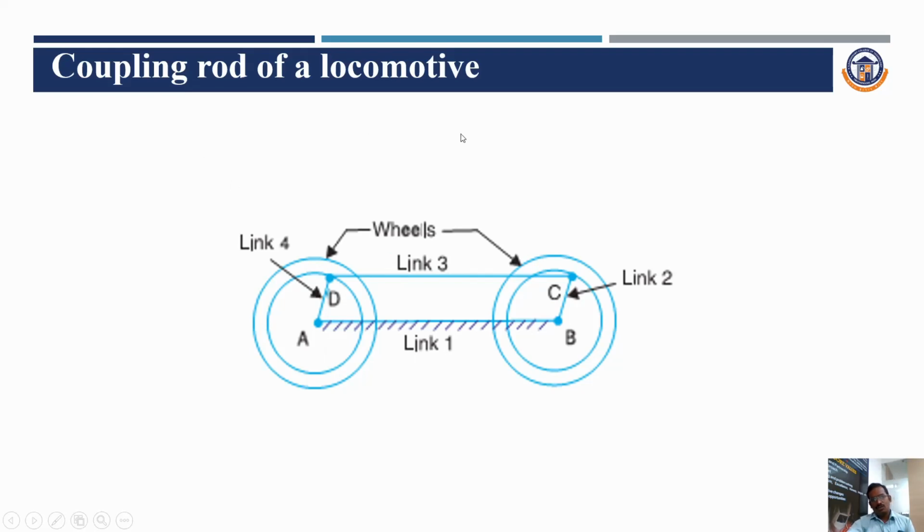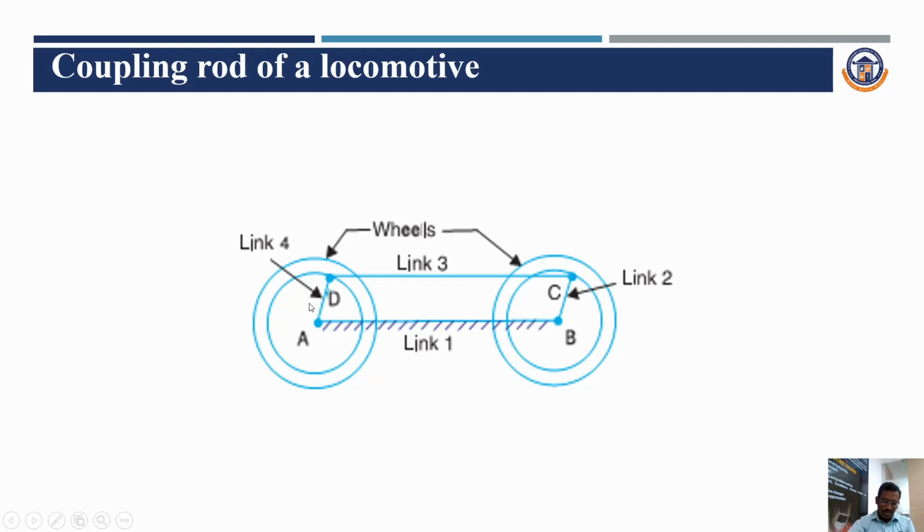Next, the coupling rod of a locomotive. This is a 4-bar mechanism, that means link 1, link 2, link 3 and link 4. AB is fixed. In this mechanism, AB is fixed, and link 2 and link 4 have the same dimension. That means BC and AD have the same dimension, and also DC and AB have the same dimension.